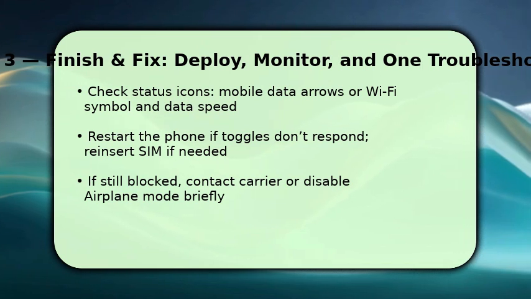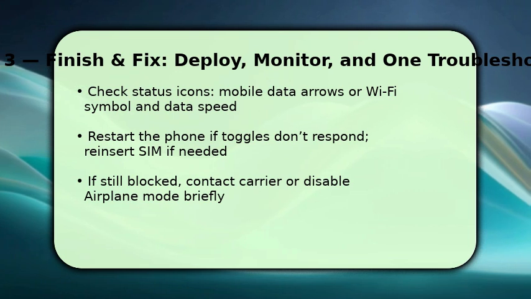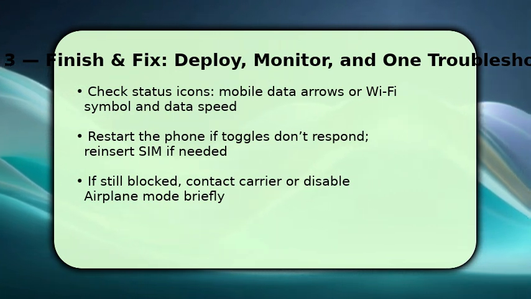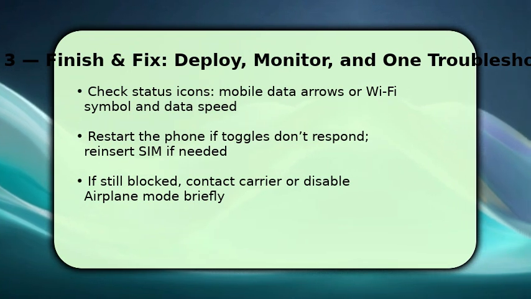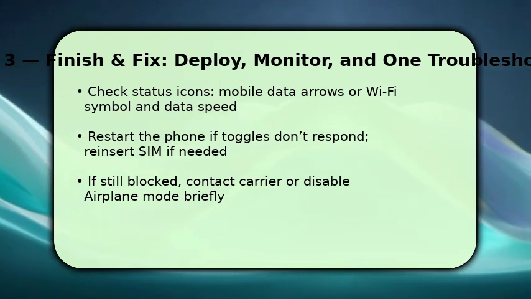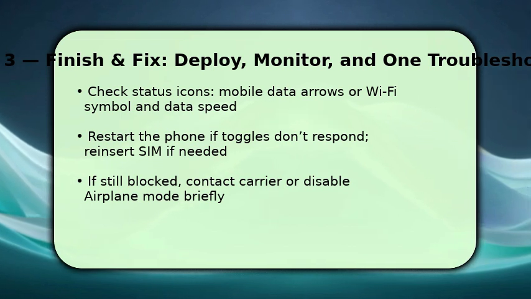You can also remove and reinsert the SIM, then repeat the mobile data toggle. If nothing works, temporarily disable airplane mode to reset radios or contact your carrier. This resolves account or network restrictions. One troubleshooting tip: reboot before deeper changes.